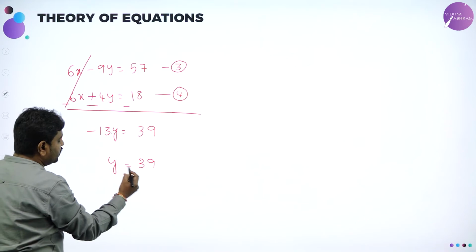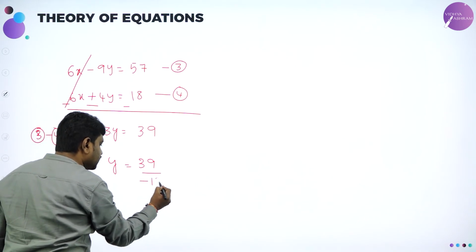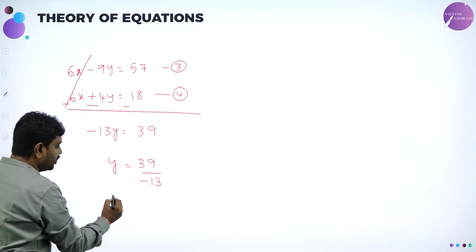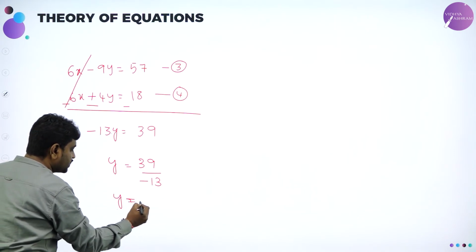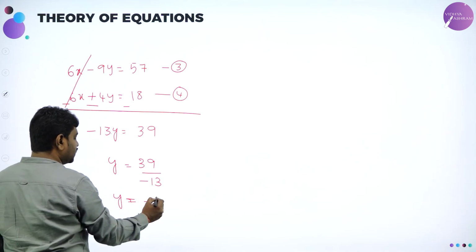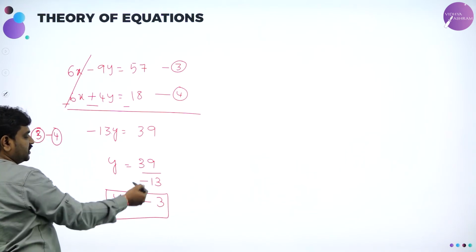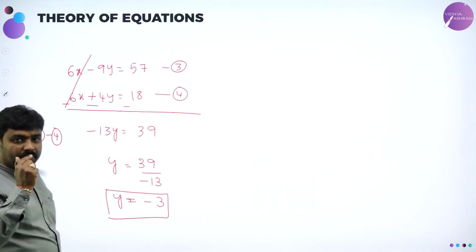Into 13 transferred this side, so it will become divided by minus 13. Here into minus 13, sign does not change. Into comes this side, it will become divided. So y is equal to plus by minus is minus. 13 ones are 13, 13 threes are 39. So we got the y value. Plus by minus is minus. The y value you got is minus 3.